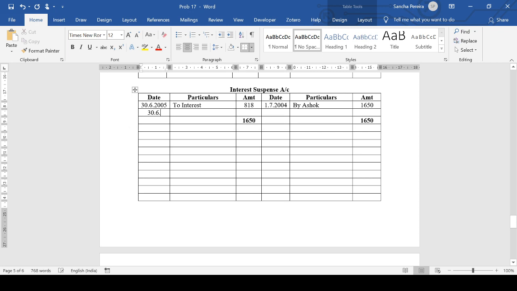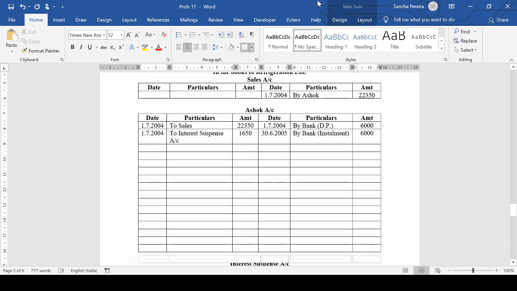30th June 2005 to balance carried down. 1650 minus 818 is 832. Bring down the balance. 1st July 2005 by balance brought down 832. Similarly, close this account.